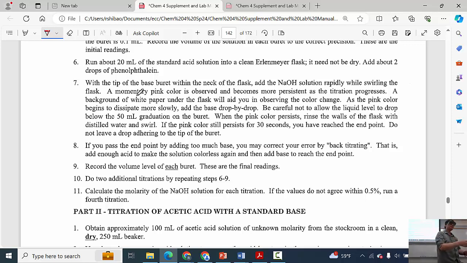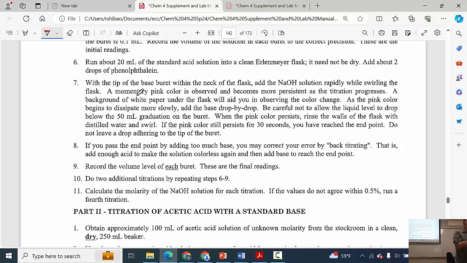Okay, what happens if I overshoot? Let's say I'm trying to get a half a drop and all of a sudden 4 drops fall in. Then I've got to go back and forth until I can hit it to within half a drop. We aren't looking for a certain color or intensity, and it's going to be a very faint pink. All we're looking for is it to go from colorless to colored within a half a drop, and it has to stay colored for 30 seconds.